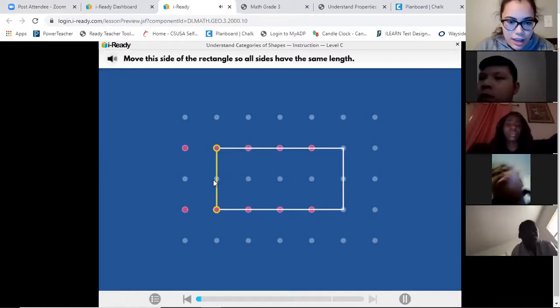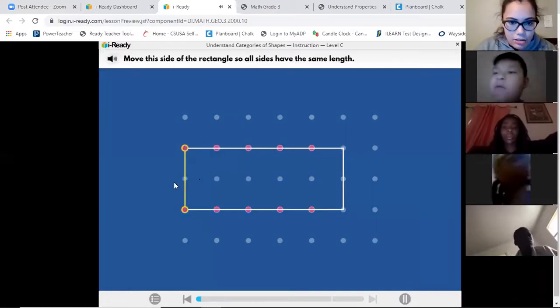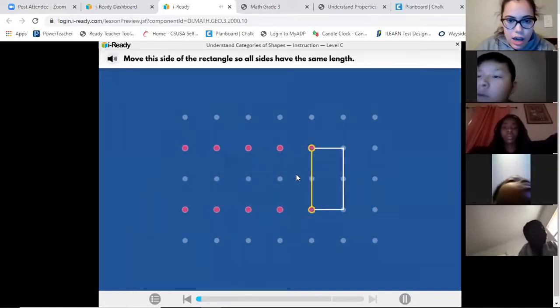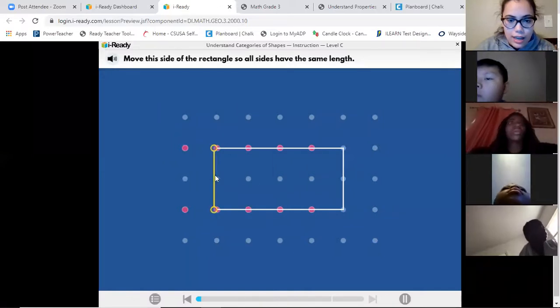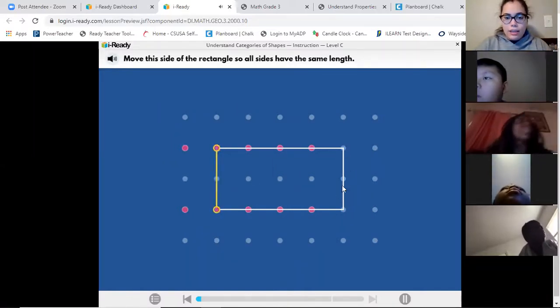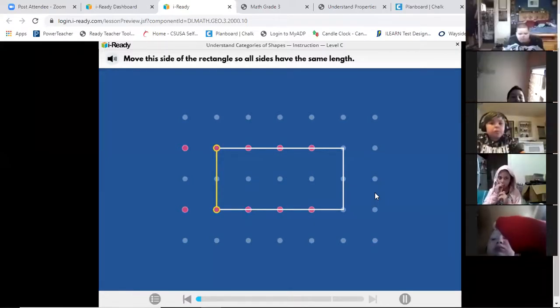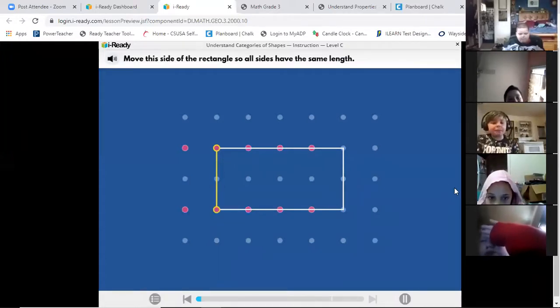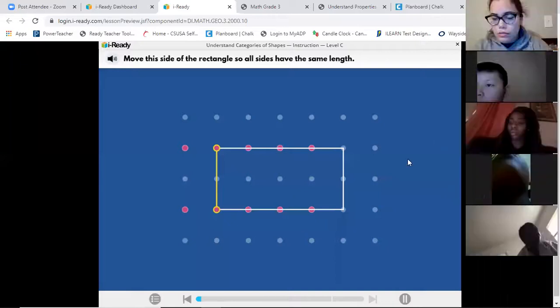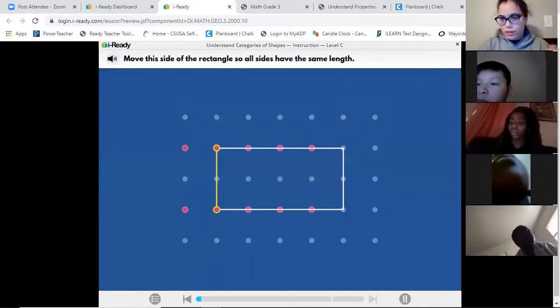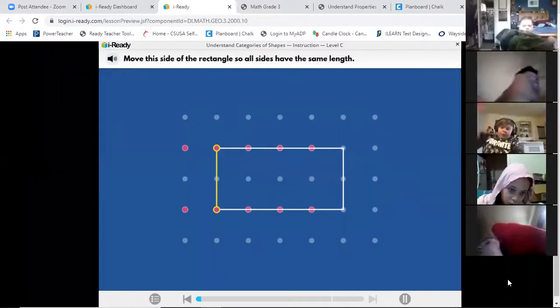Okay, so we're moving this side of this rectangle so I can go this way or this way. I'm moving it so that all sides are the same length. They have units for us to figure it out. So we want to make it the same as this side. So that means all sides need to be how many units long? We need to count here. Who can raise their hand and tell me? How many units does every side need to be if they are going to be the same size?